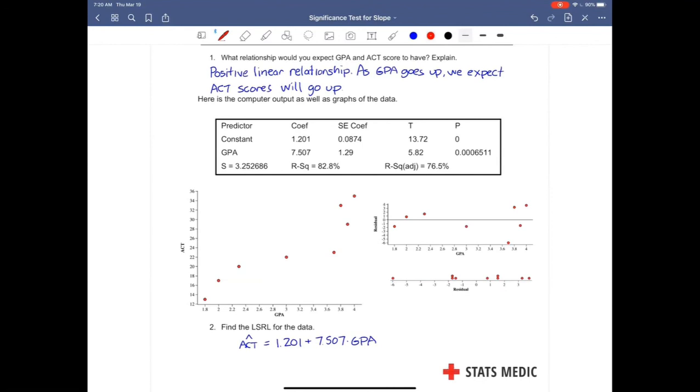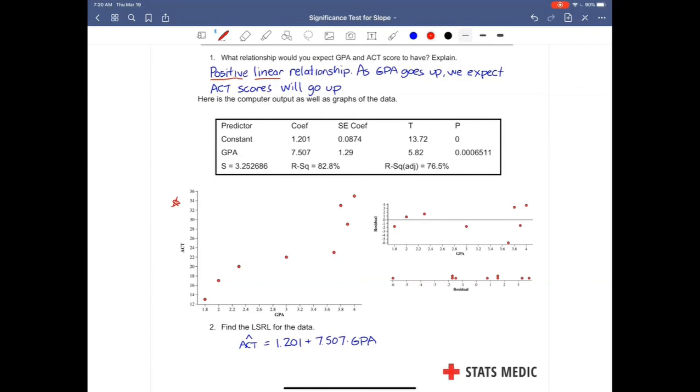So let's take a look at your answers from the activity. In question number 1, I was hoping that you would predict that there would be a positive linear relationship here. It seems to make sense that as a student's GPA goes up, they would tend to do better on the ACT score. And that's actually confirmed when you look down here at the scatter plot, where we do see a positive linear relationship.